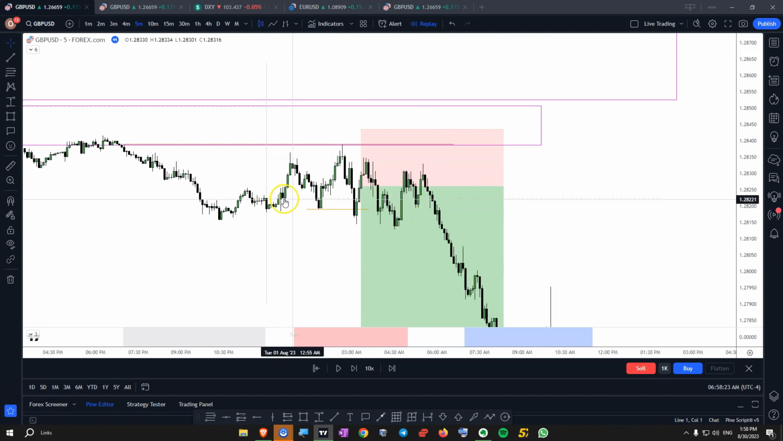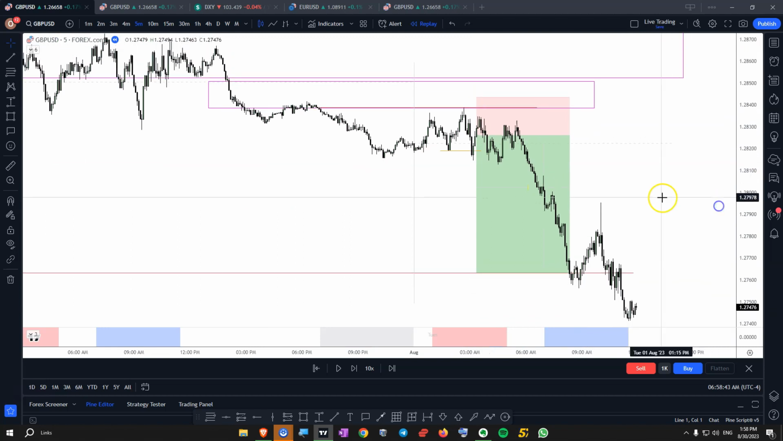So by now I can see very well how price traded above the opening price. After London session has finished, it continued to trade above the opening price, and by the time New York started, the price already goes down. Now I'm looking for targets.